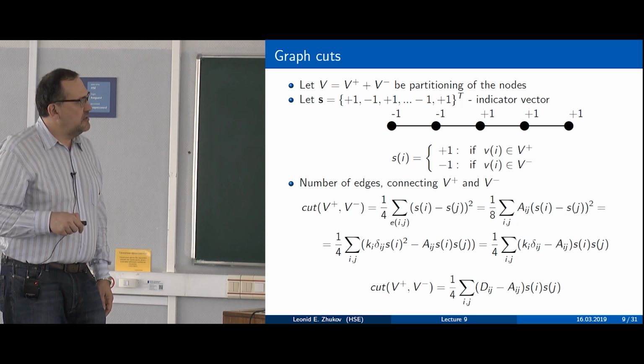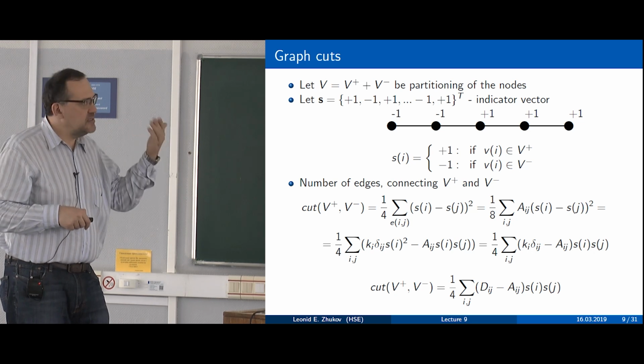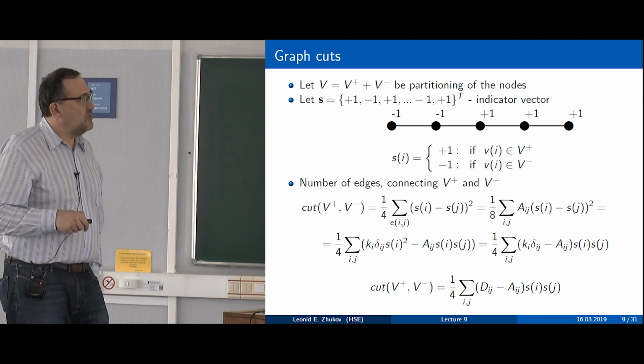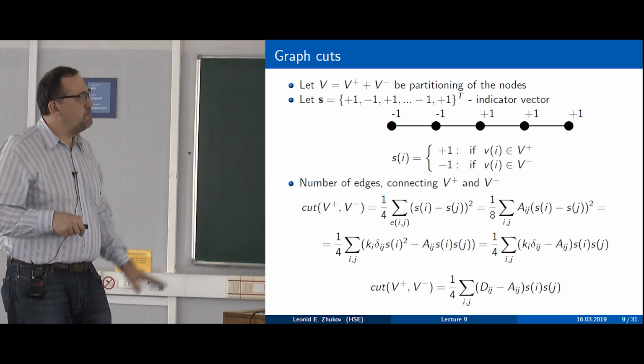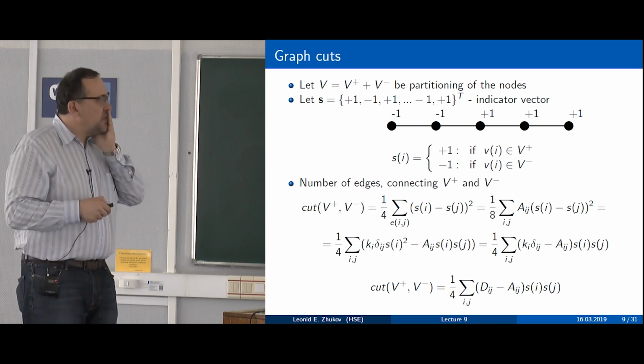Then eventually I can write this cut in the following way. The cut, which is just the number of edges that connects two different partitions, can be calculated in the following way. Aij is the adjacency matrix, Si and Sj are those labels, and Dij is a diagonal matrix of node degrees. It is Ki, which is node degree, delta ij, it is equal to 1 if it is the same node, if i equals j, or 0 if they're different. Okay? So that's pretty much all that I'm doing here. Make sense?